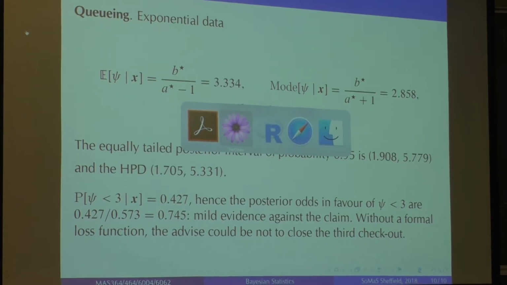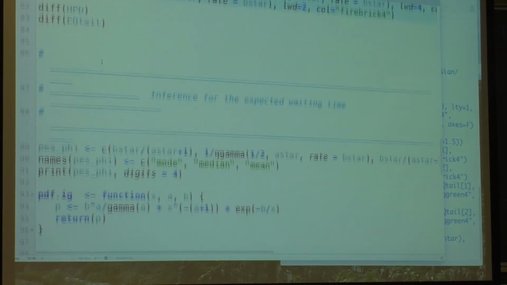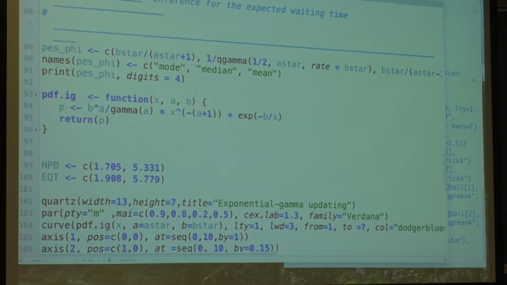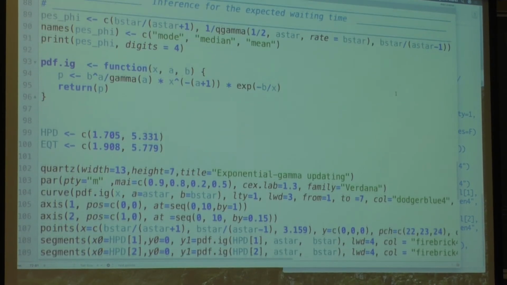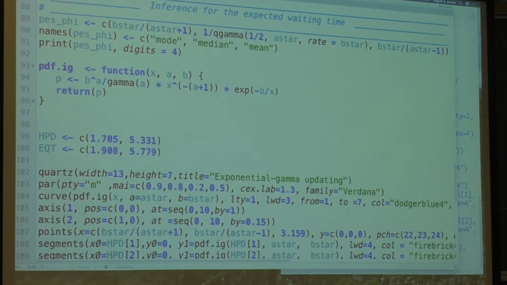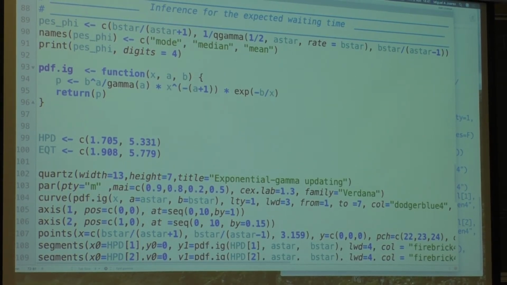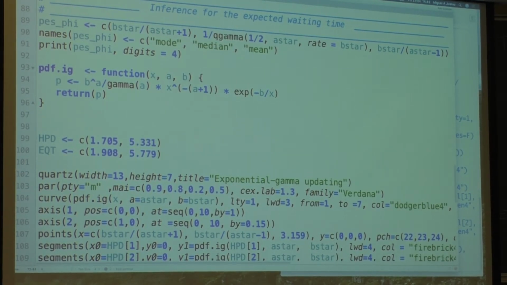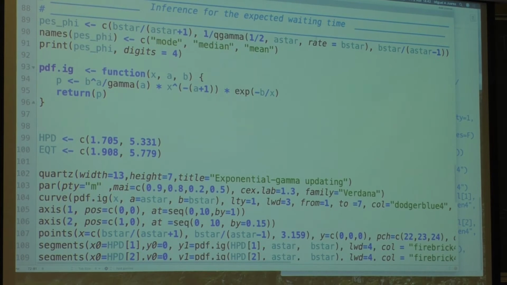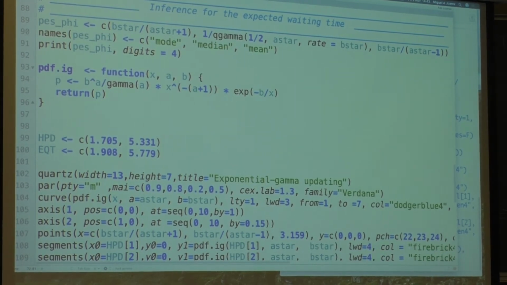So now if we go back to R, I have the 3 point estimators there. We have B star over A star plus 1. Now, the median, or any quantile for that matter, is invariant under monotonic transformations. So if I can calculate the median of lambda, the median of 1 over lambda is 1 over the median of lambda. It's just like the MLE. And then the mean over there.